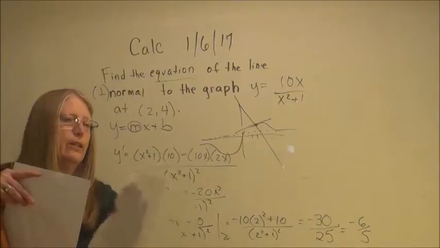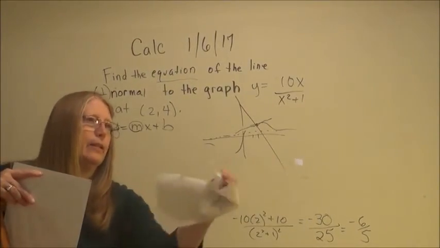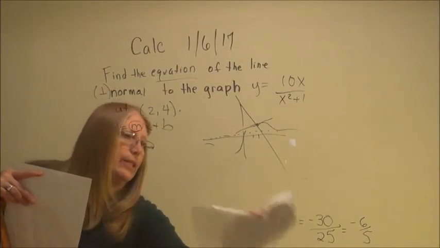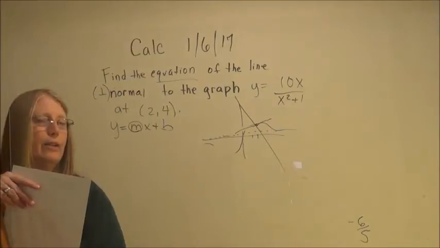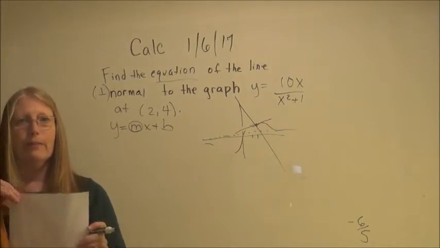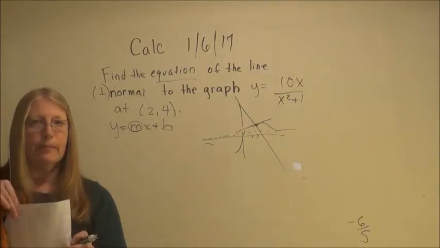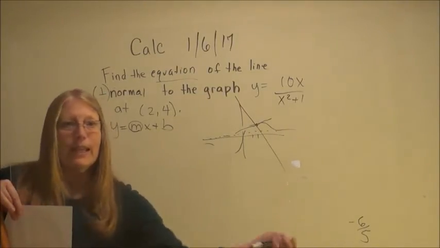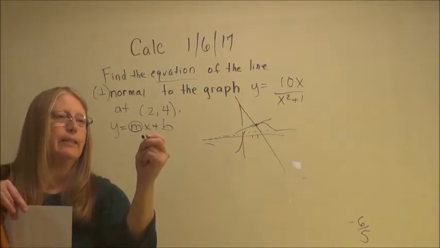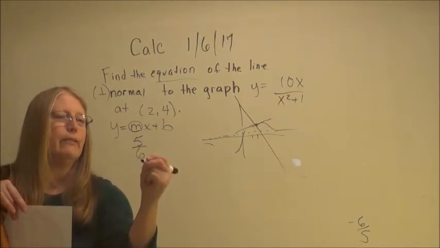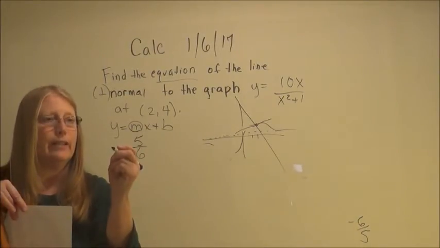So I've got that number, which I was interested in getting, the derivative, minus 6 over 5. But I'm not going to use minus 6 over 5, because that would be the slope of the tangent line. I'm interested in the slope of the line normal to the tangent line, so I'm going to use the negative reciprocal. The negative reciprocal of negative 6/5, we're going to use the opposite sign, positive 5 over 6. That's the negative reciprocal of negative 6/5.